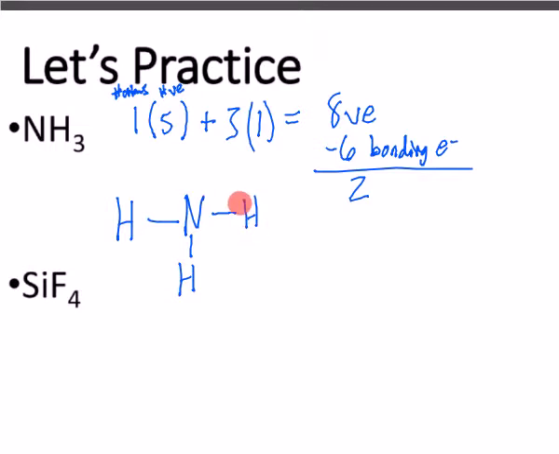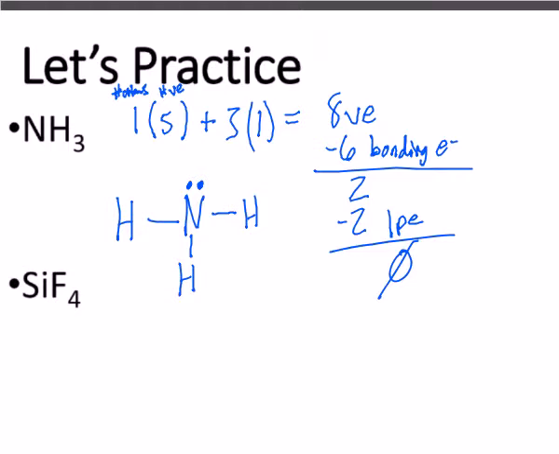Each hydrogen atom has 2 because there's a single bond. So I've got 2 here, 2 here, 2 here. So the hydrogens are all happy. So where do you think my extra 2 electrons are going to go? It's going to go on nitrogen here at the top. So I'm going to subtract those out. Those are my lone pair electrons. I've got 0 left over, which is a good thing. I've got to use up all of my electrons.